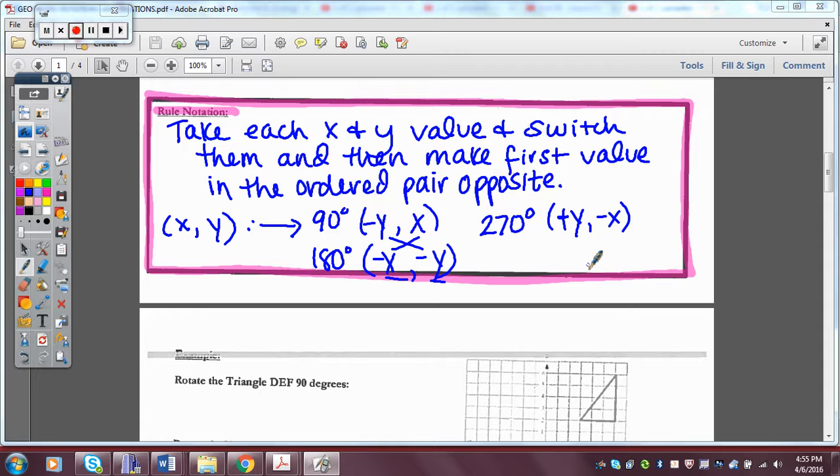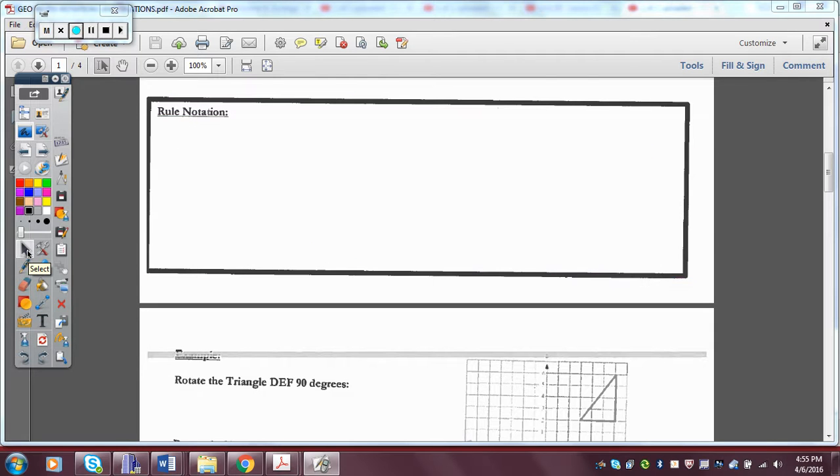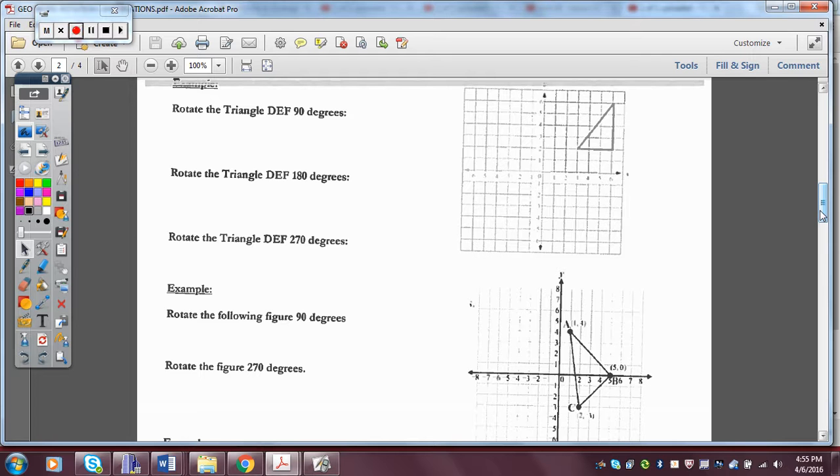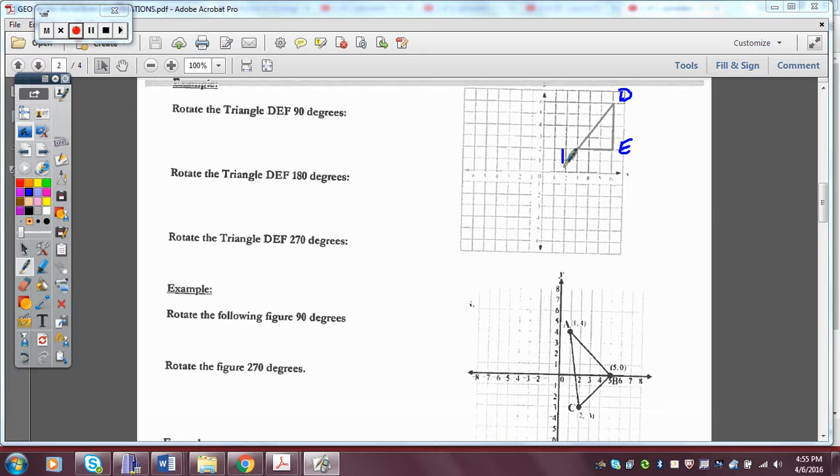Okay? So go ahead and flip your paper over, and let's talk about actually rotating a shape. We're going to rotate a triangle here. I'm going to rotate it 90 degrees, 180 degrees, and 270 degrees. So I didn't label this DEF, so let's go ahead and label it DEF. When you have a picture, it is really helpful to write down the ordered pairs first. So D is 6, 6, E is 6, 2, and F is 3, 2. Those are the ordered pairs of this triangle.